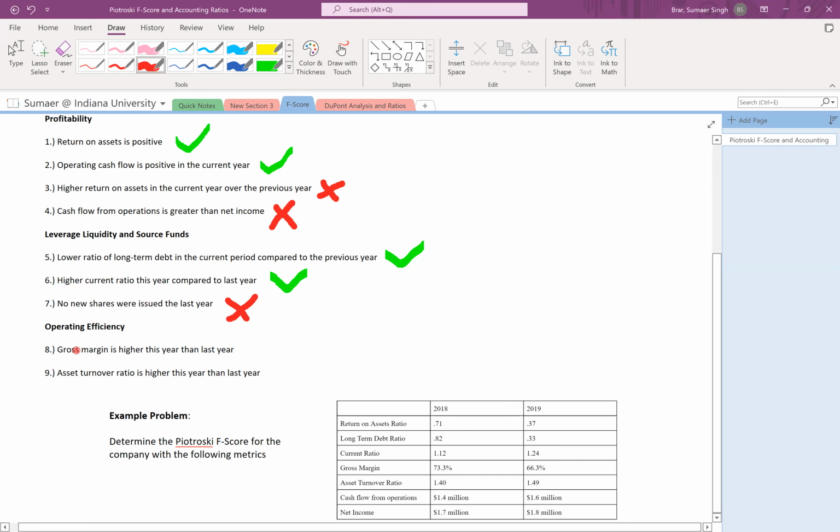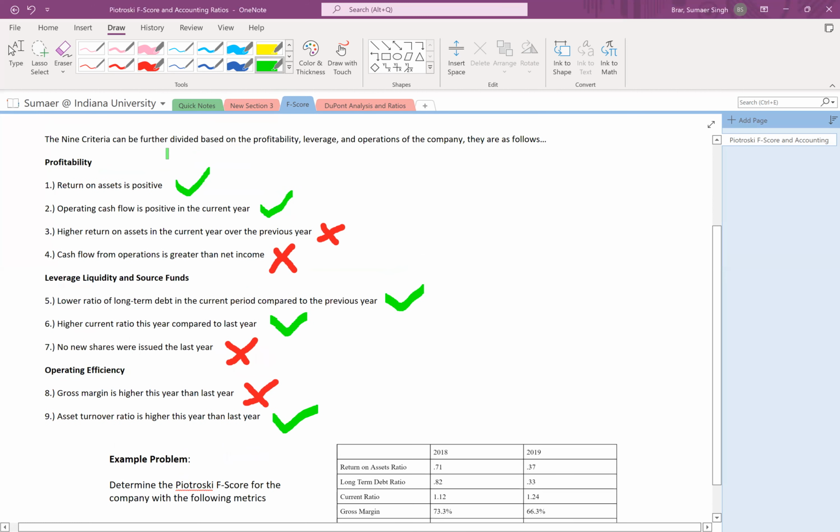Our eighth criteria is that gross margin is higher this year than it is last year. And if we look at it, gross margin is actually less in 2019 than it is in 2018, as gross margin in 2019 is 66.3%, whereas in 2018 it's 73.3%. So we'll mark this as no. And our ninth and final criteria is that asset turnover ratio is higher this year than it is last year. If we go to our asset turnover ratio, we do see that it is greater than last year. So we will mark this as yes, this criteria is fulfilled.